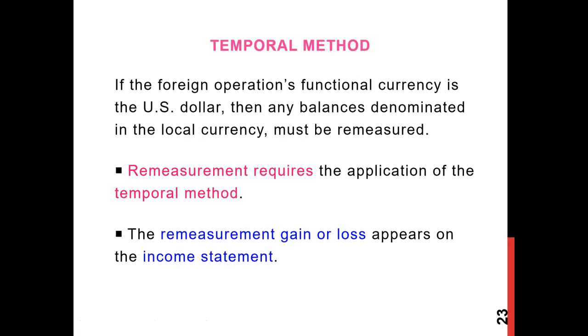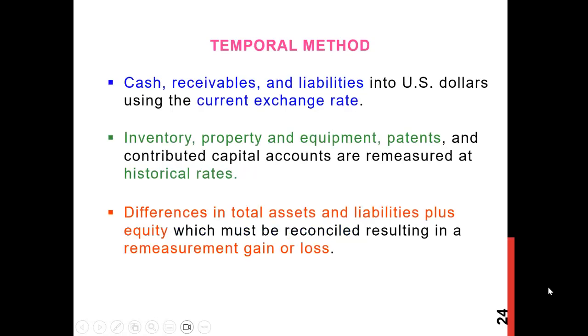Since the gain or loss we have to show on the income statement, we need to do a backward conversion. That means we will first convert the balance sheet, then we will convert the statement of retained earnings, then we'll convert the income statement, and to match the numbers, whatever difference, we will call it gain or loss. And our goal is to show the gain or loss on our income statement. So let's do the temporal method.